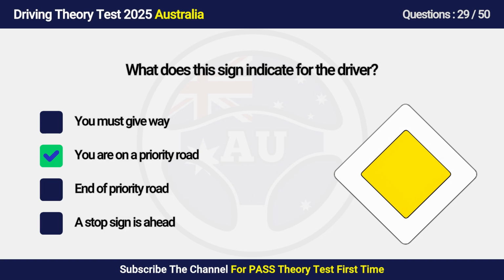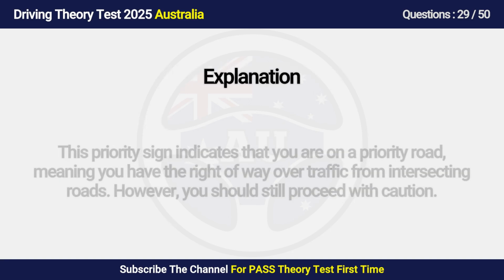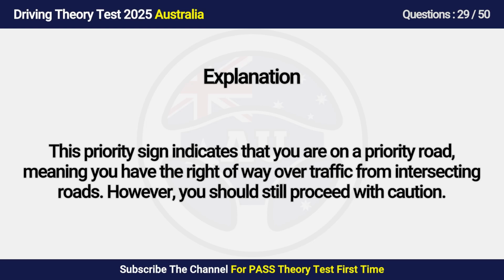Answer is B. You are on a priority road. This priority sign indicates that you are on a priority road, meaning you have the right of way over traffic from intersecting roads. However, you should still proceed with caution.